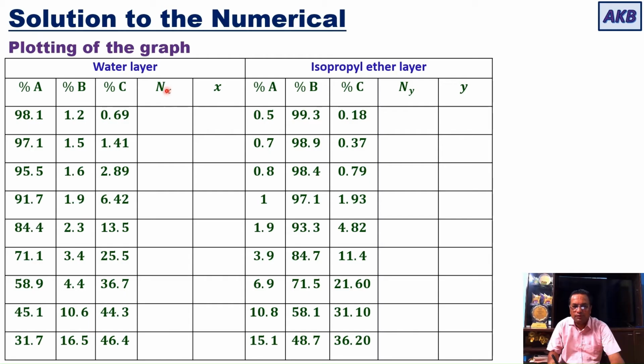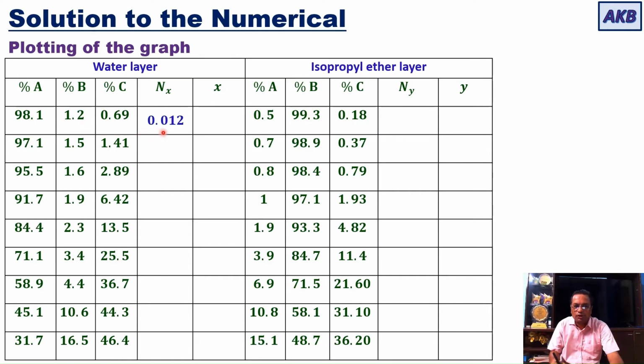And from the given data, we will find two more quantities for each layer. NX, this is weight fraction of B in water layer. X, weight fraction of C in water layer. And how are you going to get it? Weight percentage of B is given to us. So you simply divide the percentage value with 100. You are going to get weight fraction of B. Similarly, weight percentage of C is given to us. Again, we'll have to divide that with 100 to get weight fraction. So accordingly, you get those values.